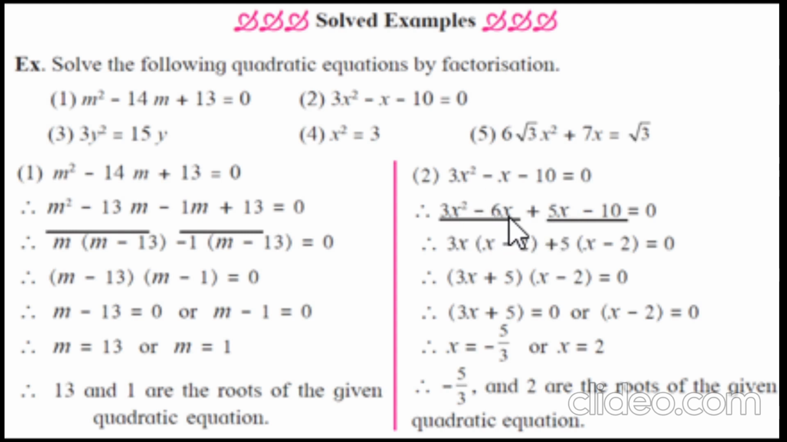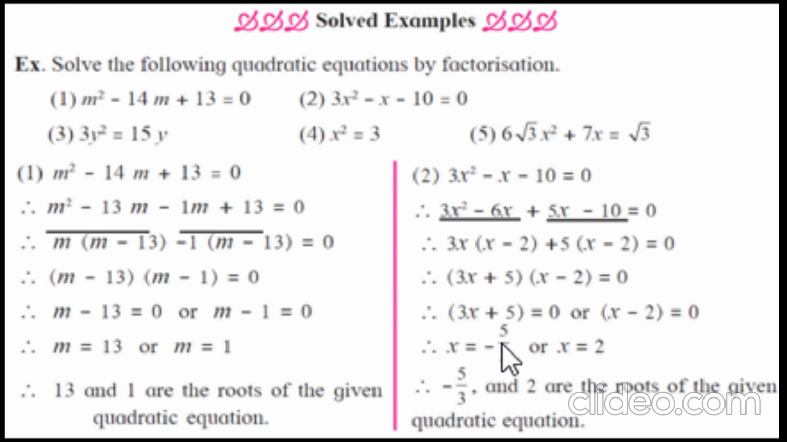So 3x square minus 6x plus 5x minus 10. In 3x square minus 6x, common is 3x, x minus 2 remains in the bracket. Then here common is 5, in the bracket x minus 2 remains. Then 3x plus 5 in one bracket, the remaining x minus 2 in the other bracket. So 3x plus 5 is equal to 0, x minus 2 is equal to 0.